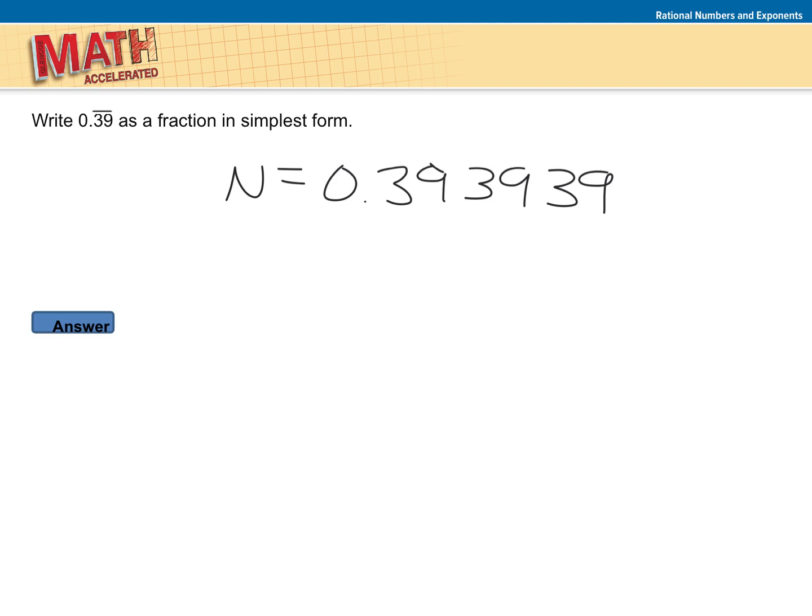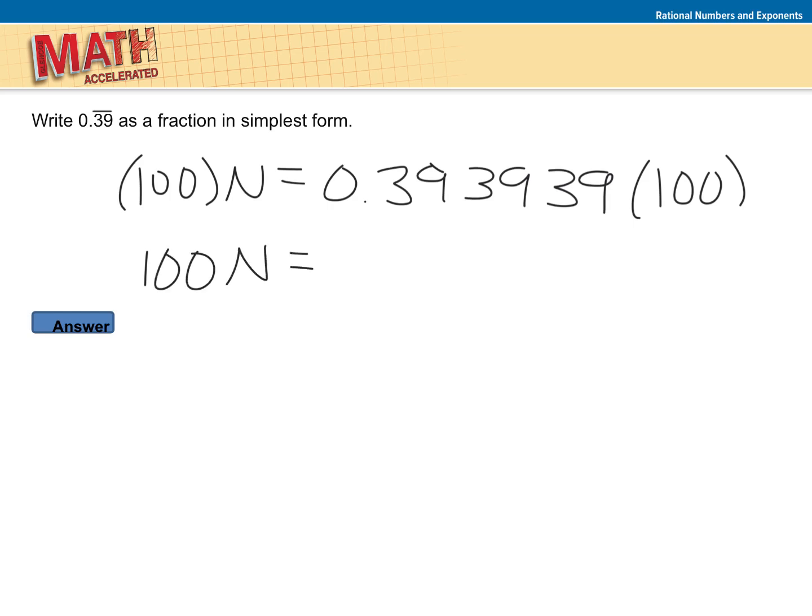We said we need 2 zeros. So we need to multiply by what? What has 2 zeros? We need to multiply by 100 on both sides. So on this side you have 100n. Everyone needs to be writing this down. What am I going to have left on the right side? If I multiply by 100, 2 place values, take that decimal, move it 2 place values over to the right. It turns into 39.3939. We still have that repeating part, right?